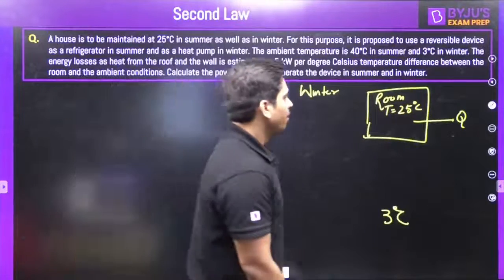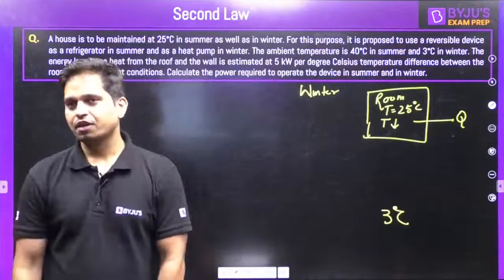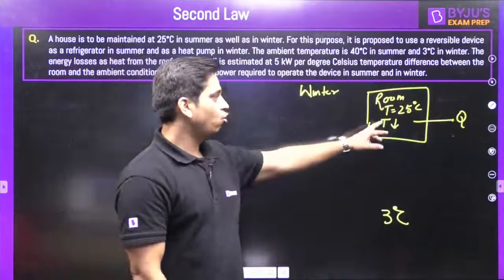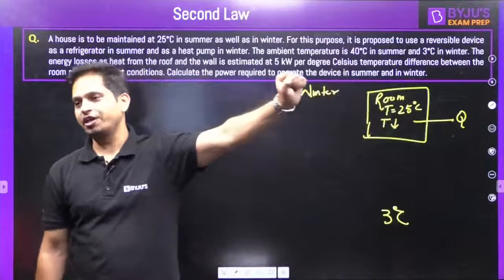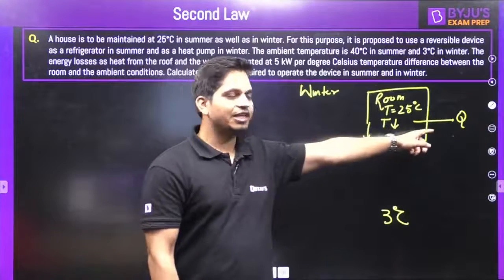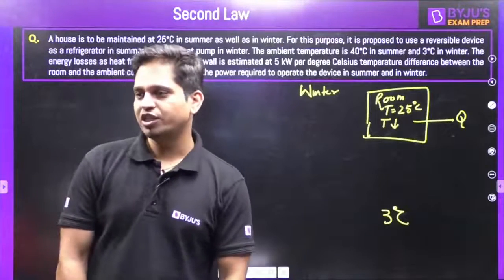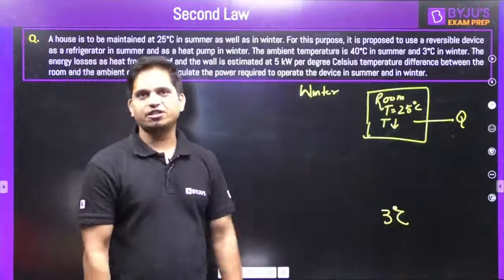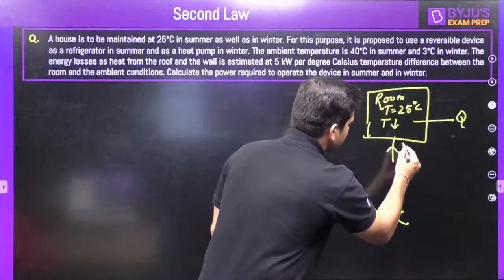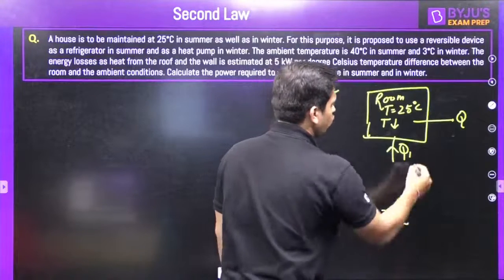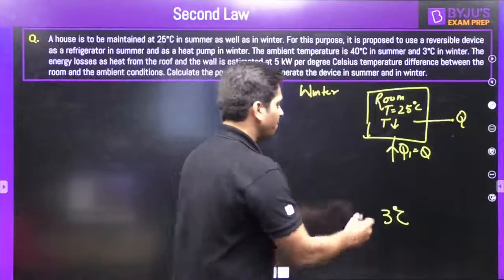Now because of this, temperature will decrease. In order to maintain the room temperature constant, I need to provide this heat Q continuously. If I am not providing this heat that is going out, then what will happen? Temperature is not going to remain constant at 25 degrees Celsius. It is going to decrease. So I need to provide Q1 equals Q. How will I provide this? I will install a heat pump.